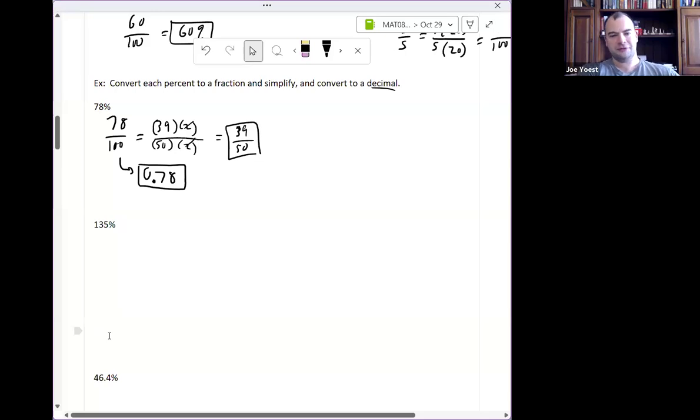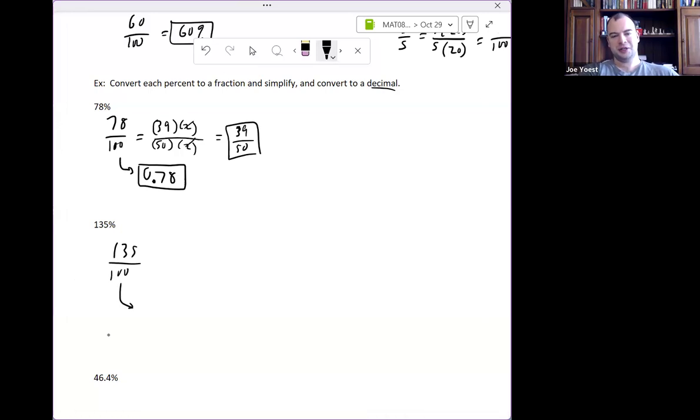What about 135%? Well, similarly, I have 135 over 100. I could write this as a decimal, 1.35. 135% is more than a whole. Like if I have 135% of a pizza, I have one whole pizza plus some extra. So that's 1.35.